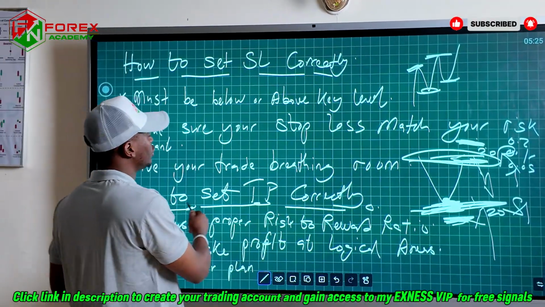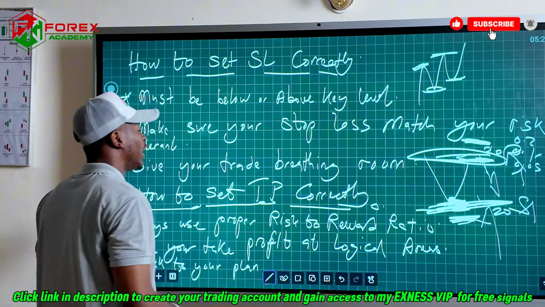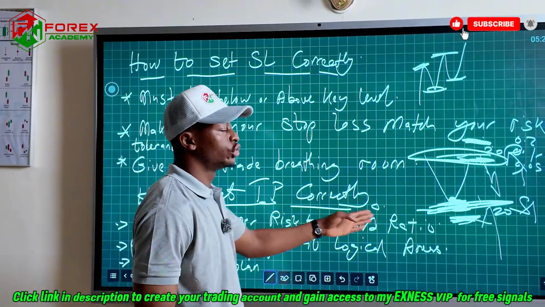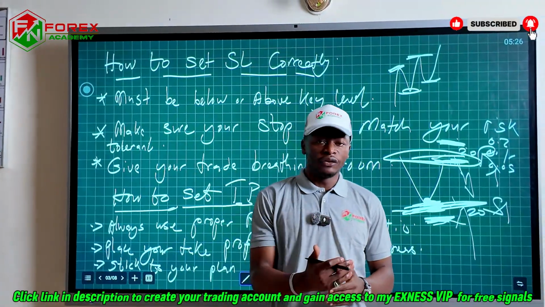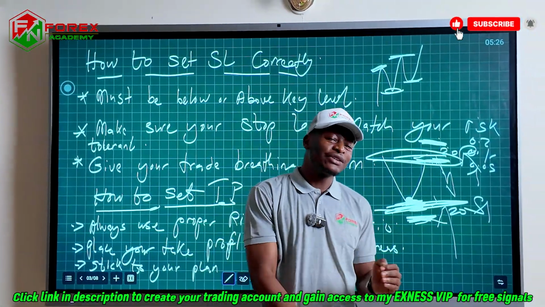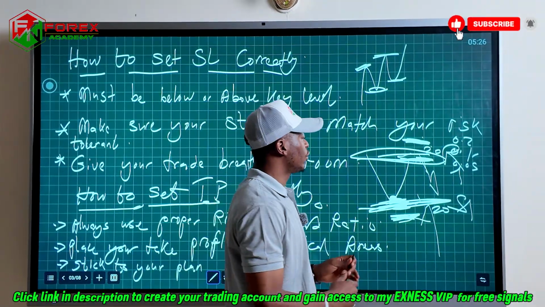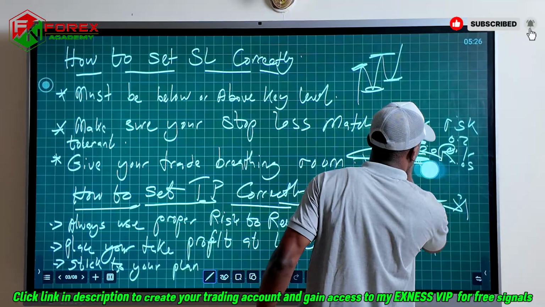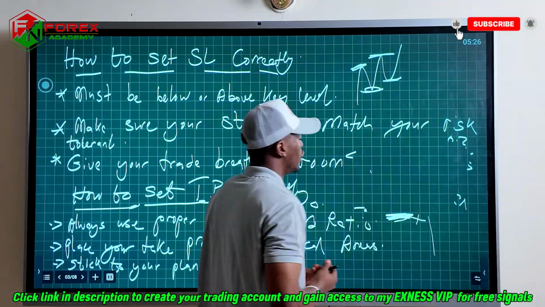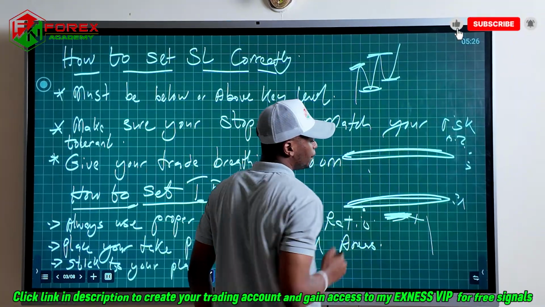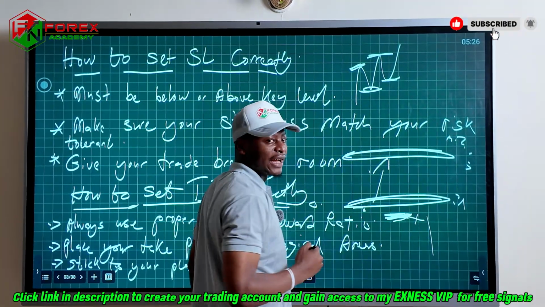The next point: how to set your take profit correctly. For us to set our take profit, the first point is to always use a proper risk to reward ratio. So when you are setting your take profit, have in mind that you have a risk to reward ratio to apply. It must be at least 1:2. So if I want to place a trade, let me just clear this out. If I want to place a buy trade on my support level, my resistance level, to the upside, right?